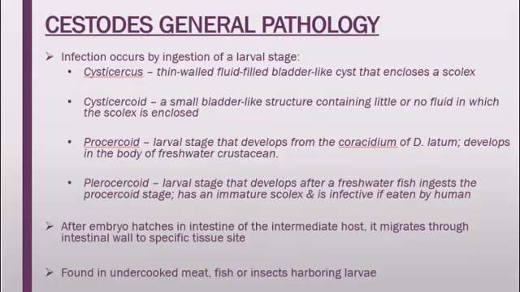Plerocercoid is the larval stage that develops after a freshwater fish ingests the procercoid stage, has an immature scolex, and is infective if eaten by a human. After an embryo hatches in the intestine of the intermediate host, it can migrate through the intestinal walls to a specific tissue site and can be found in undercooked meat and fish or in intestines harboring the larva.